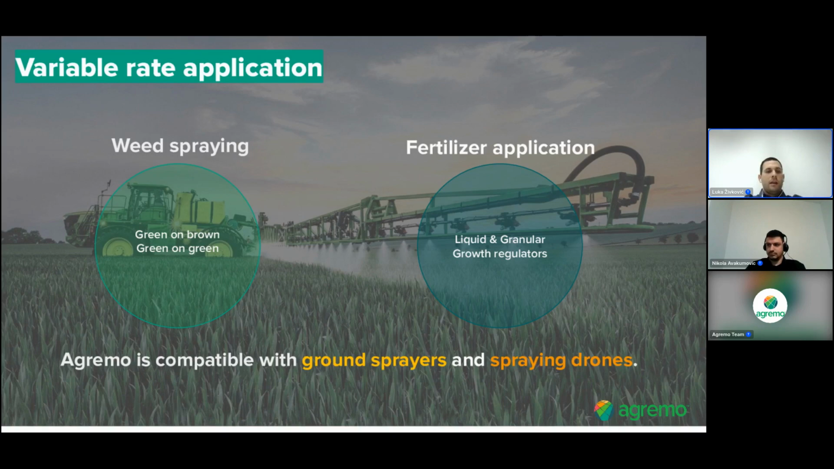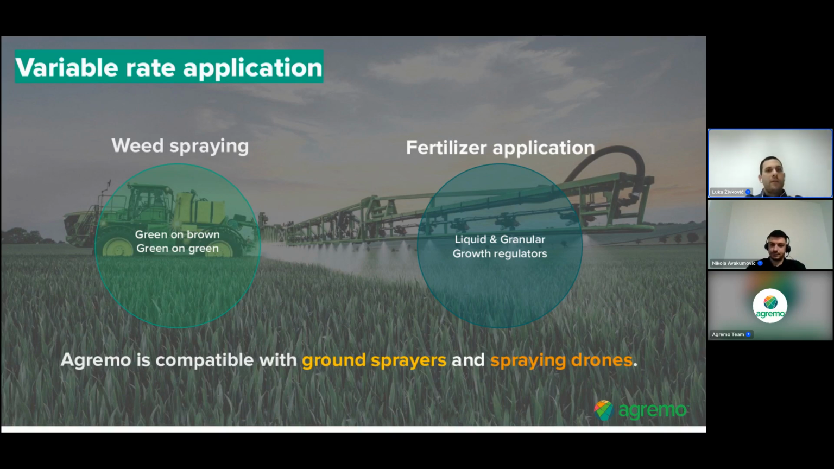I believe that we are right now the only app on the market that has this green on green detection. And this is very useful for the later application of the herbicides, especially because you have the ability to create spot spraying maps where you can just spray the weeds that are left. You can do targeted spraying in later stages and protect the crops.